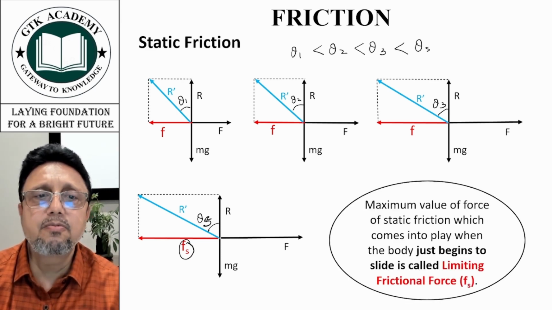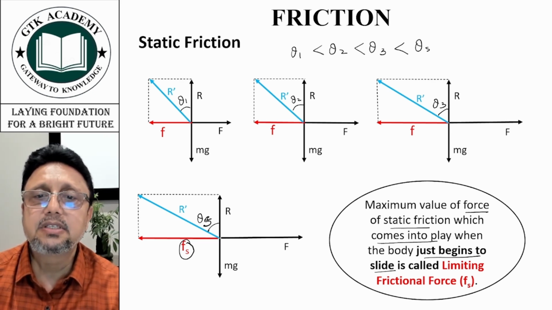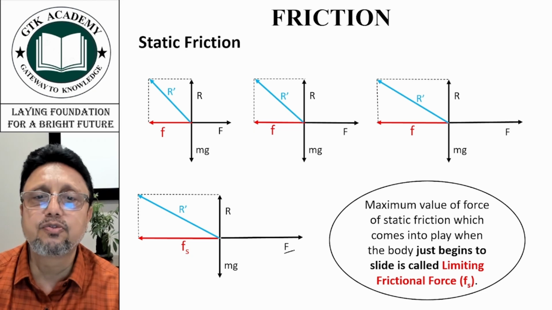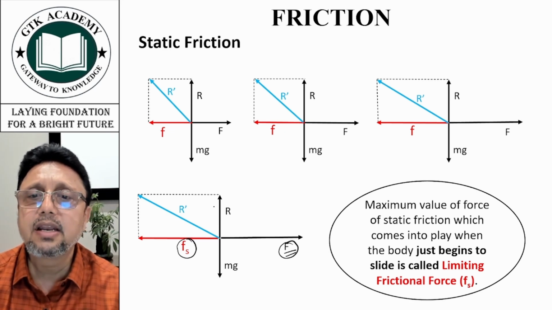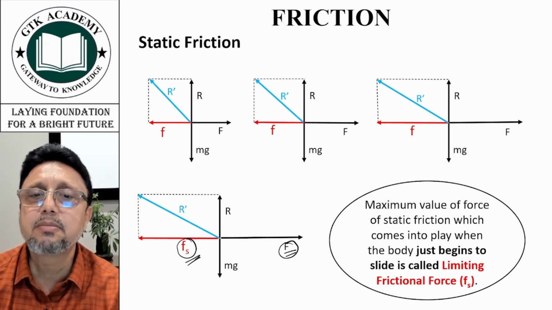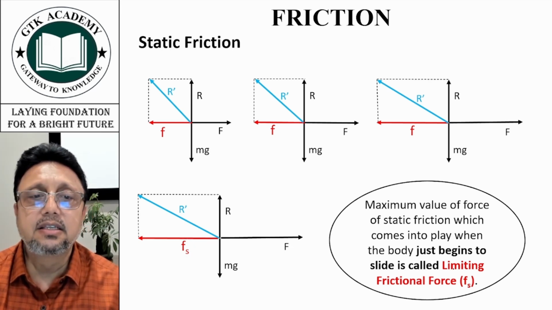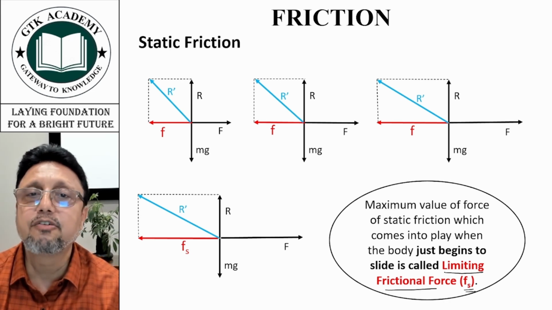Now this maximum value of force of static friction comes into play when the body just begins to slide. That means if you further increase this force F, now this is the limit of the friction. Friction cannot increase more than Fs. This is the maximum value. Then what happens? The body starts sliding, and this is called limiting friction force and it is denoted by Fs.